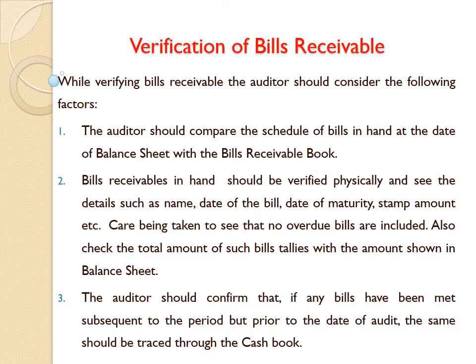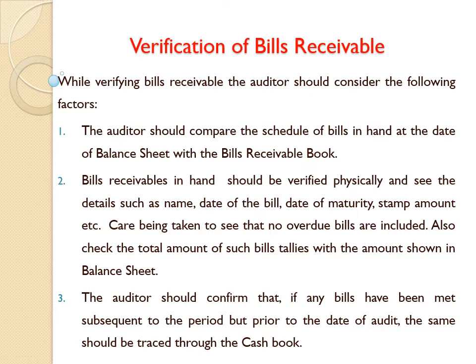with the bills receivable book. Bills receivable in hand should be verified physically, and see the details such as name, date of the bill, date of maturity, stamp amount, etc. From this point, we can observe that the particulars are to be mentioned on bills receivable. So the auditor should see these bills receivable physically.